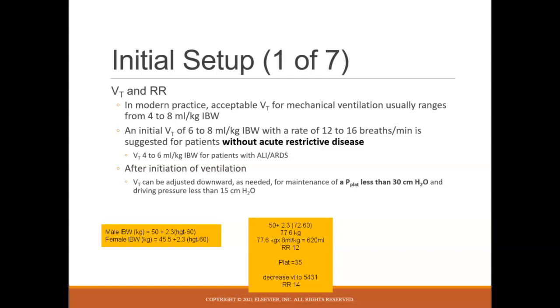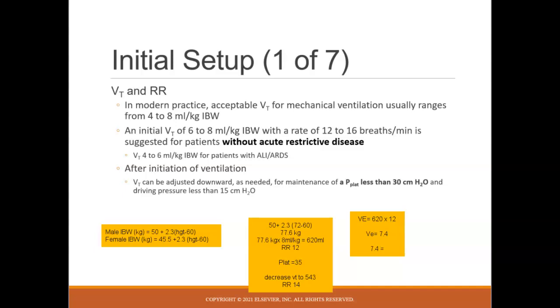Okay, I probably should do that math out over here and not just jump to conclusions for you guys. All right, so initially my minute ventilation, which is what affects how much CO2 gets out of my lungs, was 620 times my respiratory rate, which is 12, which gives me a minute ventilation of 7.4. I decreased my tidal volume to 543 to try to decrease my plateau pressure. So now I need to figure out what my new respiratory rate should be to maintain that same minute ventilation that I had before.